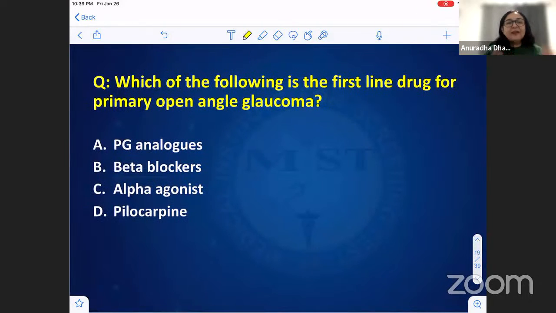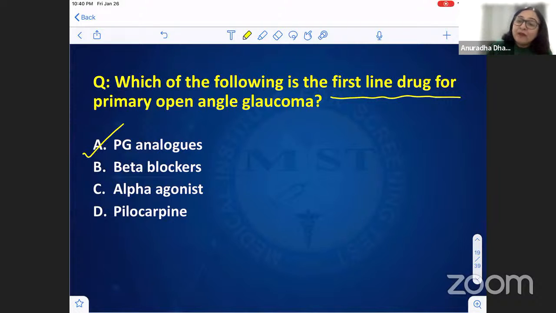Again, I would say a very good question for all of us. From anti-glaucoma drugs, they have put the simplest question to be asked. Which of the following is the first line drug for primary open angle glaucoma? First line drug means, what do we mean by first line drug? The drug which you will be starting as the first drug. In glaucoma, we want to control intraocular pressure. So to control the intraocular pressure, the drug which is mostly used as a first line drug is your prostaglandin analog, friends. Prostaglandin analogs.